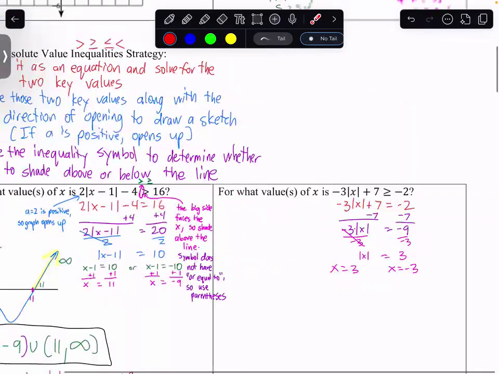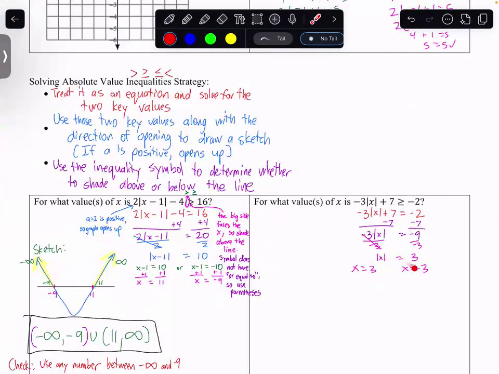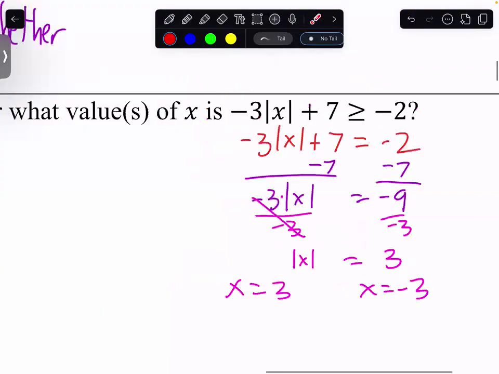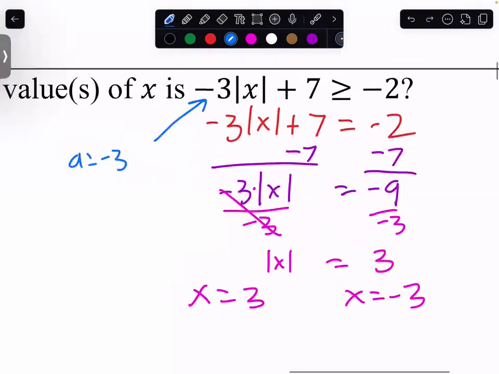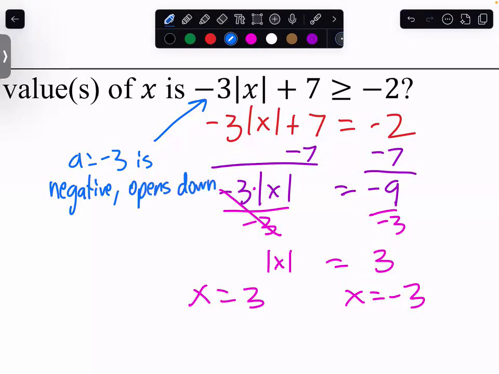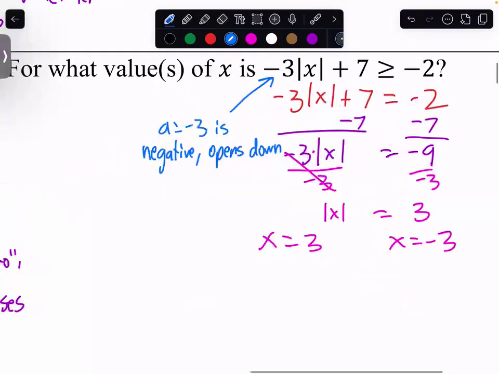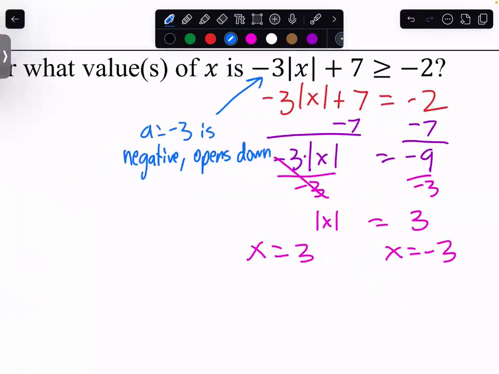Okay, so step 1 is done. We've got our two key values, 3 and -3. Next, we're going to look at the direction of opening. So for this problem, A is -3. All right, the number that multiplies the absolute value is -3. Okay, so since A is negative, that means that the graph opens downward. So when we draw our sketch, the V will be upside down.